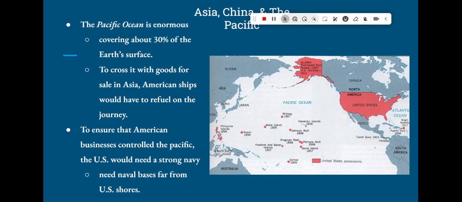And to ensure that American businesses controlled the Pacific, the United States was going to need a really strong navy to do so. And we would need naval bases in order for these ships to stop at that were far from U.S. shores.